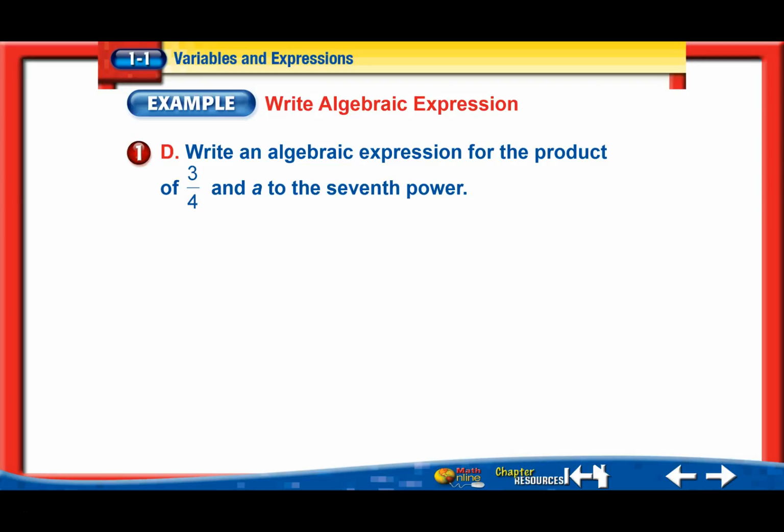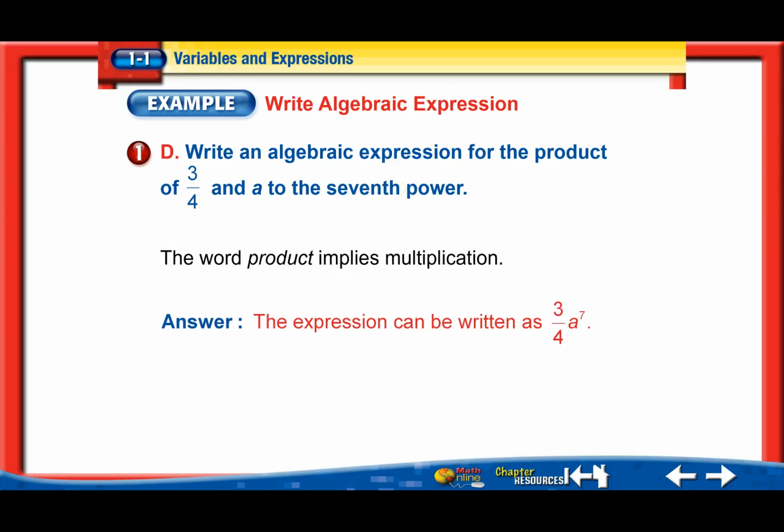Write an algebraic expression for the product of 3/4 and a to the 7th power. So 7th power means a exponent. The product is going to be multiplied. So I'm multiplying 3/4 and a, and then a is going to be to the 7th power. So product is multiplication, 3/4 times a, and again, mathematicians are lazy, so they're not going to write that multiplication symbol, to the 7th power.